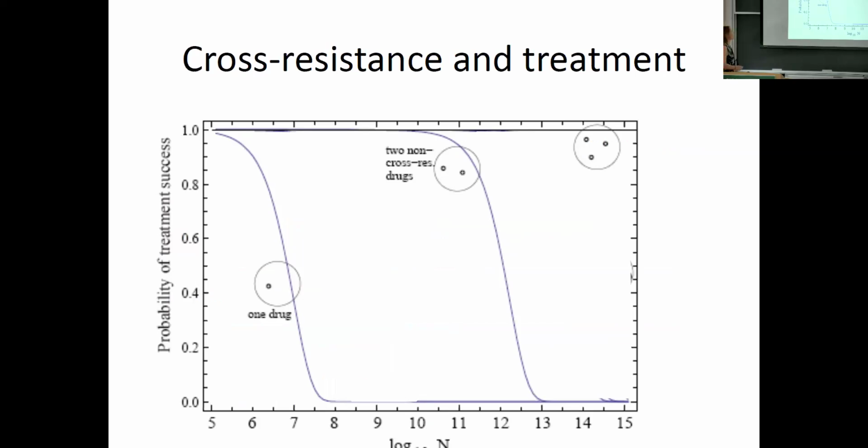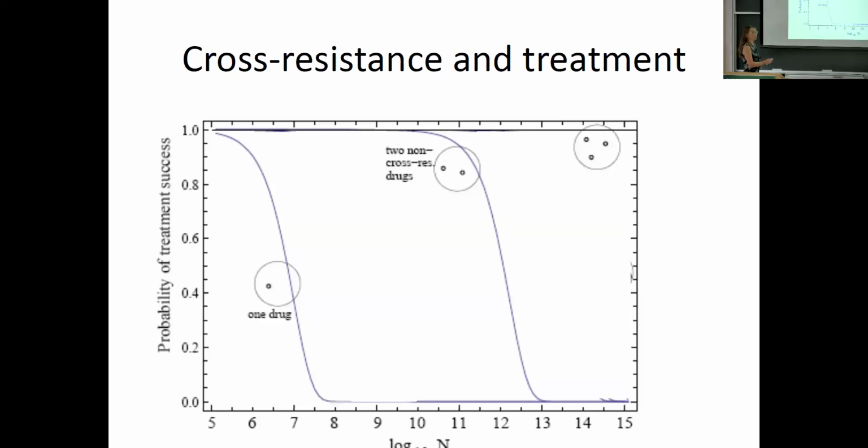This type of calculation shows the probability of treatment success as a function of colony size for different combinations of drugs. Let's suppose that we have a colony that grows and stops at size n, and we ask how likely you are to be able to treat it if you treat, for example, with one drug. We assume a specific mutation rate, and with one drug, things are not so good. As the colony size grows, the probability to treat it successfully goes down. When you have 10 to the 8, 10 to the 9, the mutation is there. It's not going to work. If you have two non-cross-resistant drugs, then it's much better.